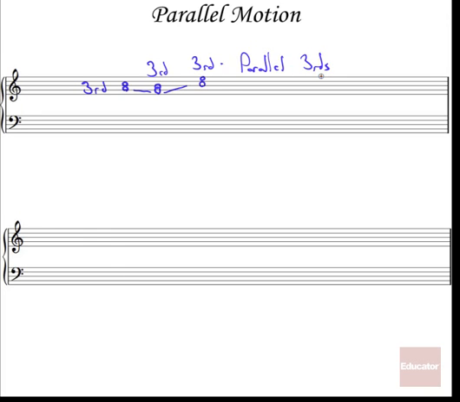Similarly, if we start out with a sixth, like a C and an A, and let's say this moves down to B, and then to D, E, F, G. So that would mean that the A would move to G, B, C, D, E, and we can denote this with these lines. And we see that this is sixth, sixth, sixth, sixth, sixth. So again, this is parallel motion by sixths.